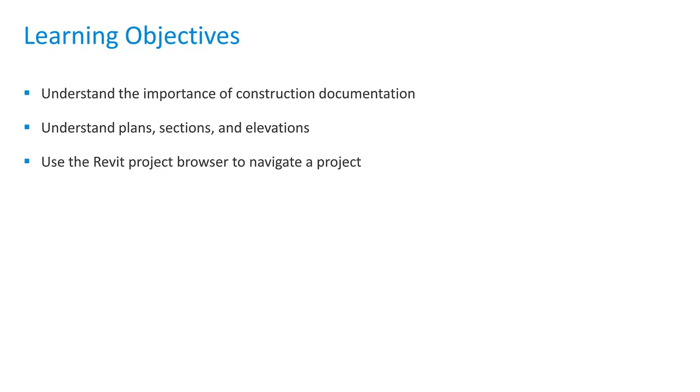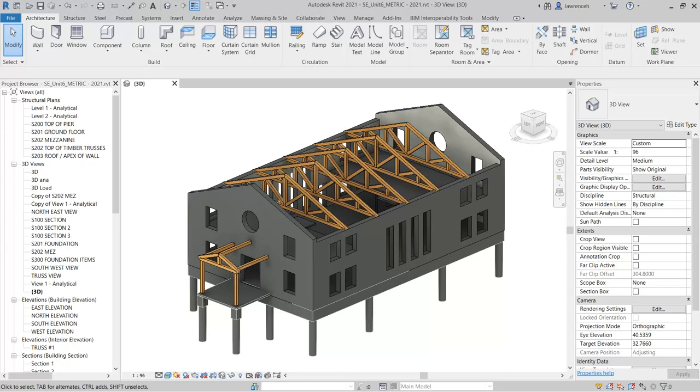In this lesson, you will understand the importance of construction documentation, understand plan sections and elevations, and use the Revit project browser to navigate a project. In this video, we will look at four different view types which are commonly used to communicate structural design of a building. The accurate communication of design and construction information is of paramount importance, as these drawings will be used for the construction and fabrication of the building.